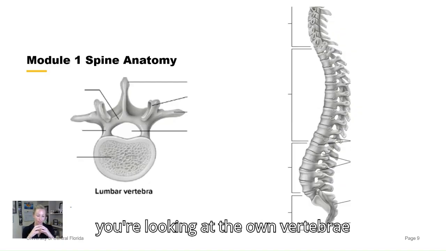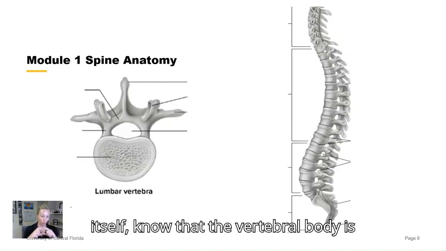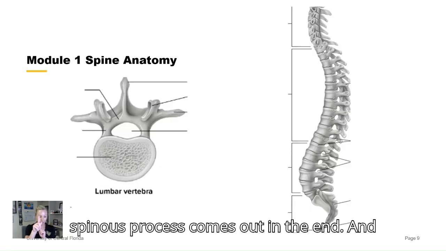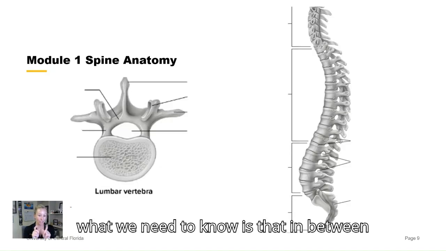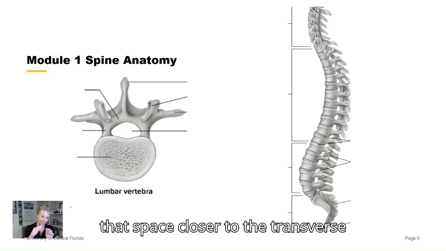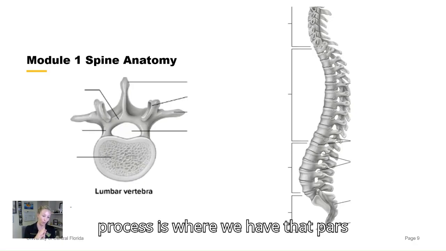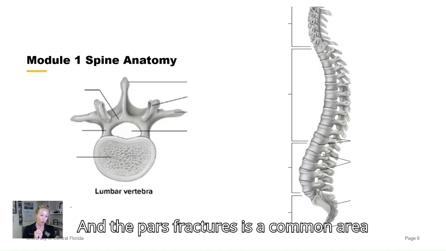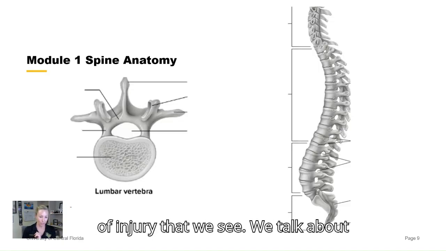And then when you're looking at the vertebra itself, know that the vertebral body is the big body. The transverse processes are the ones that come out to the side. The spinous process comes out at the end. And what we need to know is that in between, closer to the transverse process, is where we have that pars interarticularis and the lamina. And the pars fracture is a common area of injury that we see.